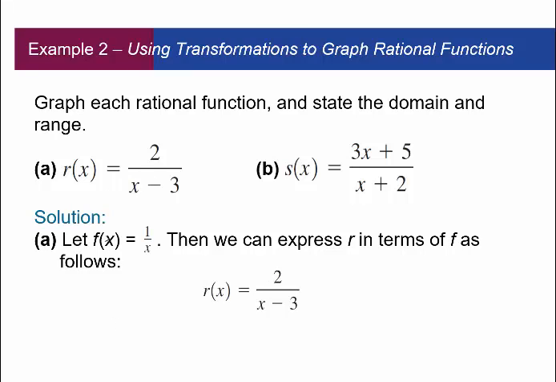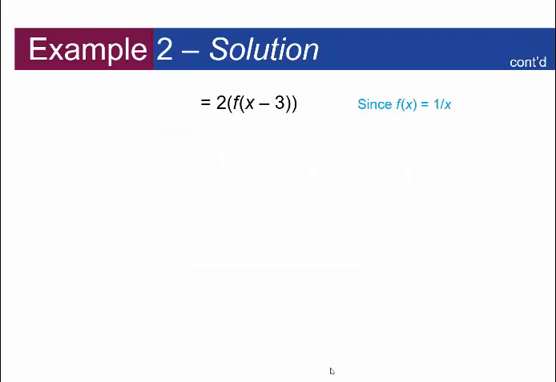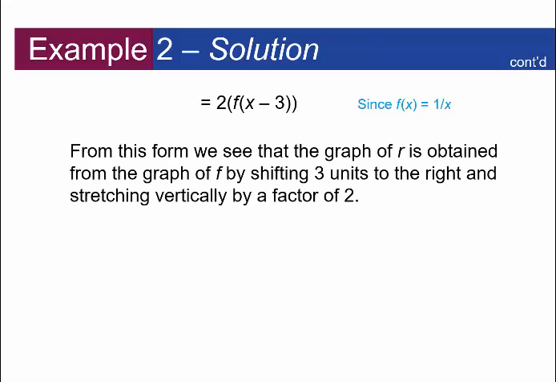For this first one, I'm going to let f of x be 1 over x. So we can express this function r in terms of f as follows. Factor out the 2. Looking at this, what's the difference between this and this x? Well, I'm not plugging in x, but I'm plugging in x minus 3 into the function. So from this, we see that the graph of r is obtained from the graph of f by shifting it 3 units to the right, because whenever you're inside the function, it works the opposite way you would think, and then stretching vertically by a factor of 2.